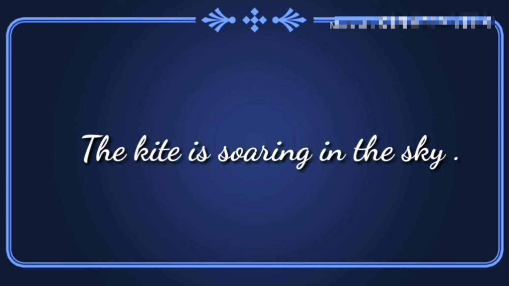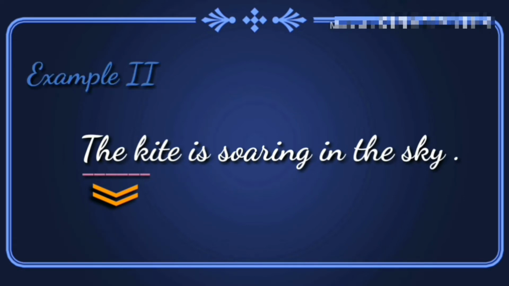Let us see one more example. The kite is soaring in the sky. तो आकाश में क्या उड़ रहा है? It is exactly the kite that is soaring in the sky. So exactly in this sentence we are talking about the kite. Okay, so kite here will be our subject.